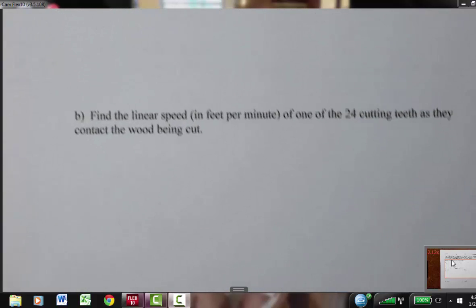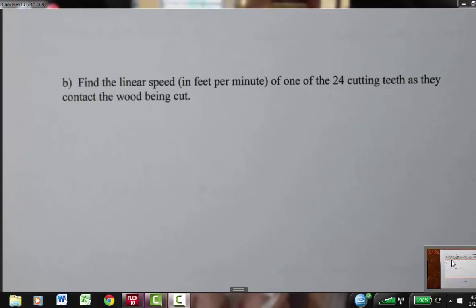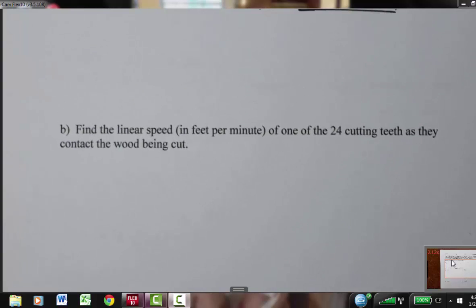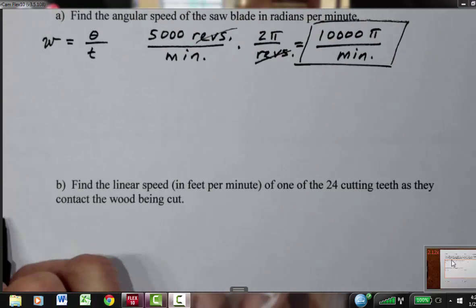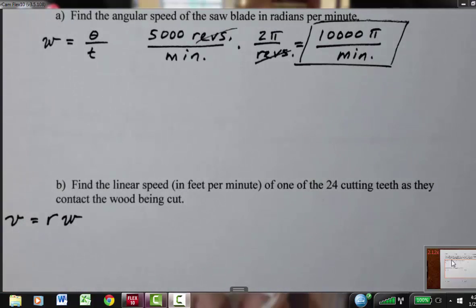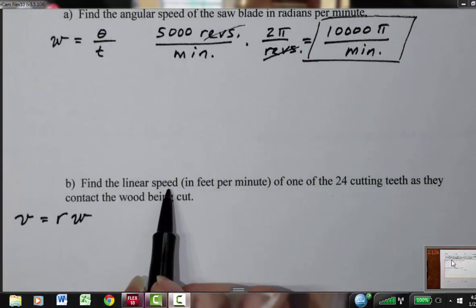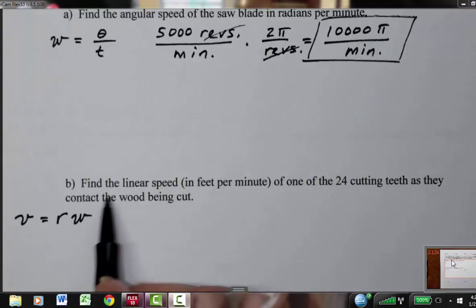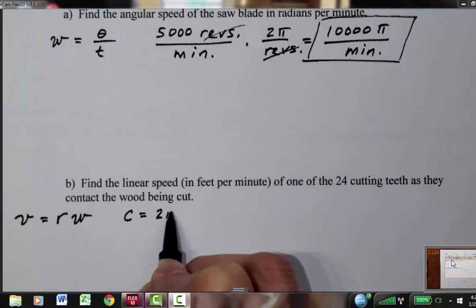The next question says, find the linear speed in feet per minute of one of the 24 cutting teeth as they contact the wood being cut. So we're trying to figure out the linear speed. To find out the linear speed, there's a couple of ways. One way is that linear speed is equal to the radius times my angular speed. So we could go ahead and use that formula. Or the other way of doing it is to figure out how much I go each minute. So remember that the circumference of a circle is 2 pi r.